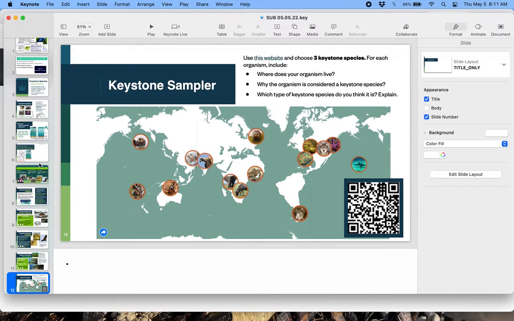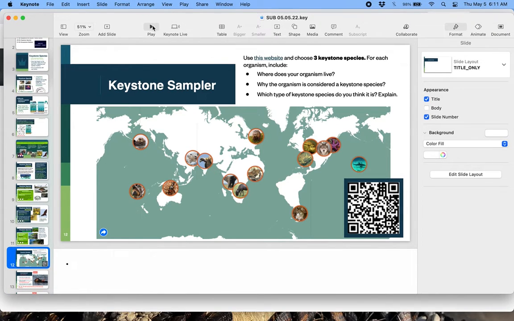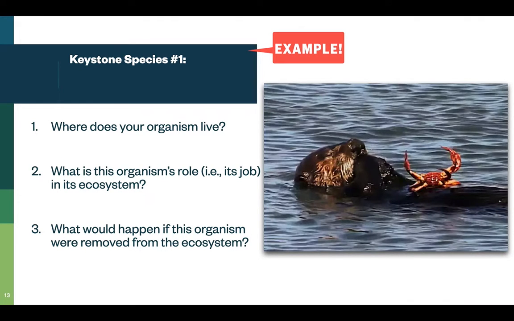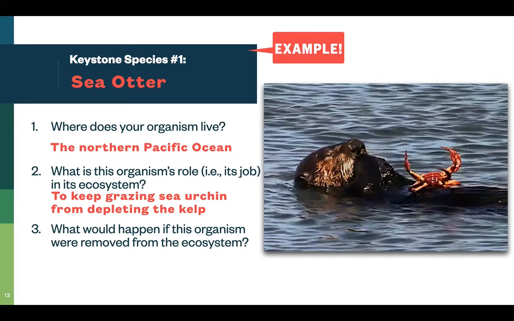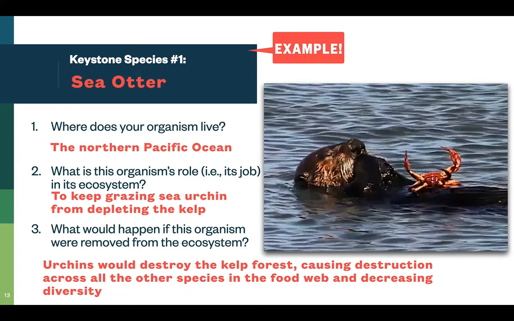Let me show you an example before you do this on your own. So if I chose keystone species number 1 to be the sea otter, I would write sea otter. You are not picking sea otter because that's my example. Where does it live? Northern Pacific Ocean. I get this from the website. Its role is that it keeps the population of sea urchins in check. And what would happen if it were removed? Well, the urchins would destroy the kelp forest, and then it would ruin the food web and the diversity would decrease. So that's my sea otter one.